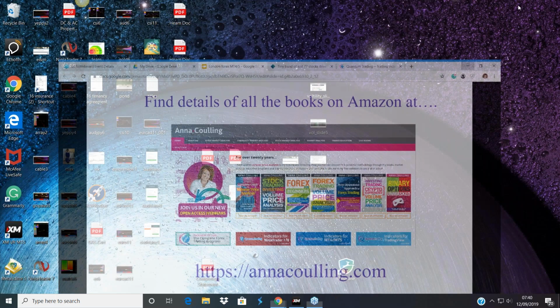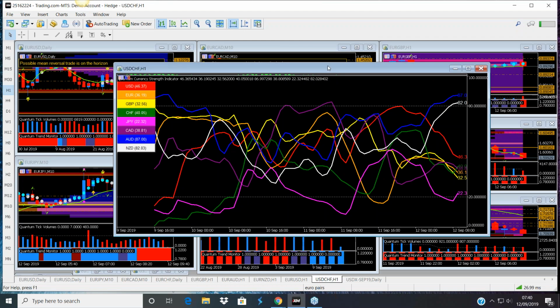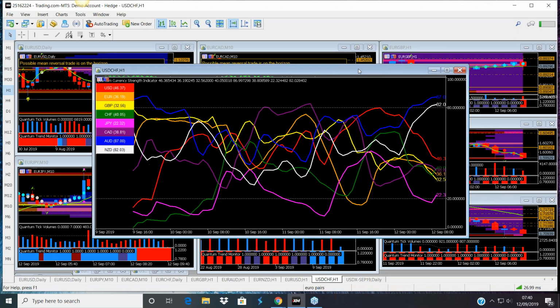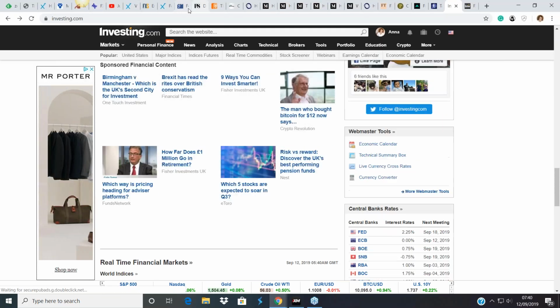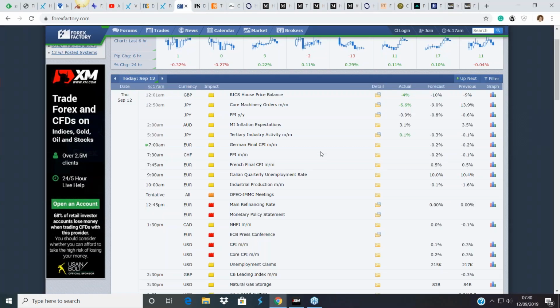Let me just pull that down and pull up the charts that we will be looking at today. Today's ECB day. If I quickly go over to Forex Factory, we can have a look. Here we are. This is the calendar for today. Really the main event is the ECB. What is Draghi going to do with the interest rates?